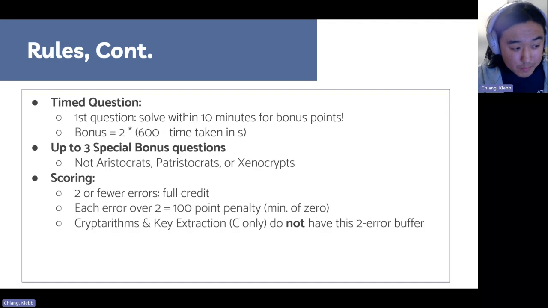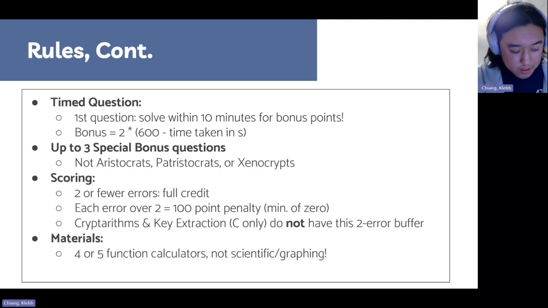Scoring. For each question, if you're within 2 letters, you will get full credit. Every error over 2 is a 100-point penalty. That goes down to 0. So if a question's worth 250 points and you get 5 errors, that's a 0, not negative 50. Cryptorhythms and key extraction, which is the Division C K alphabet key extraction, they don't have this buffer, so you have to get every single character right to actually get full credit for those. Those answers are quite short, so that's the reason for that.